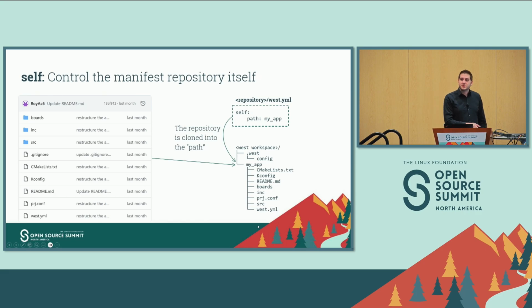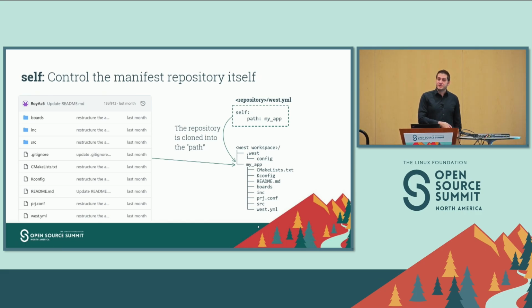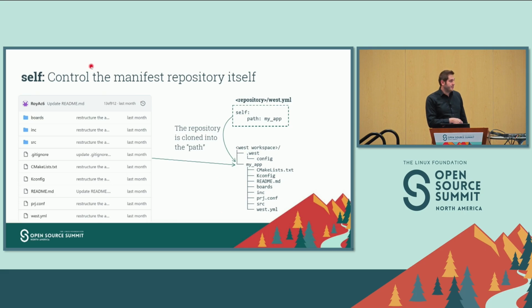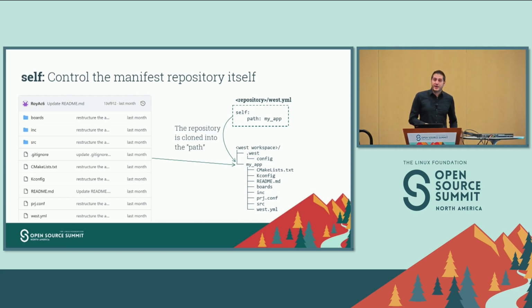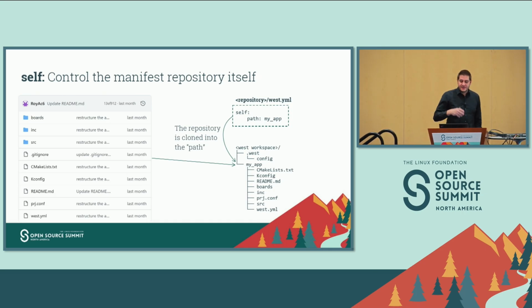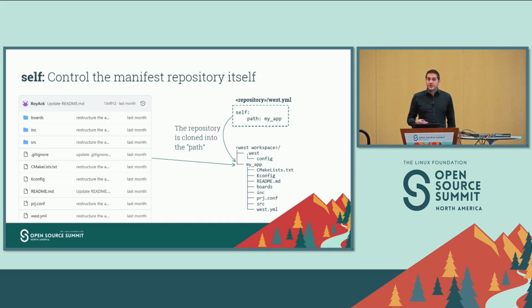So all the files that I have here are just going to be copied into my app folder. This is a nice way to restructure your application. Because in the repo, it is not nice to have a folder and inside this folder have the west.yaml. We typically have a repo that directly has everything. But when I want to clone it, I want to put it in a subfolder. So this is a very nice way to restructure your app inside Zephyr. So this is what self means. And if you don't want to use it, that's totally fine. You can just skip it and we'll just clone everything in the current directory.